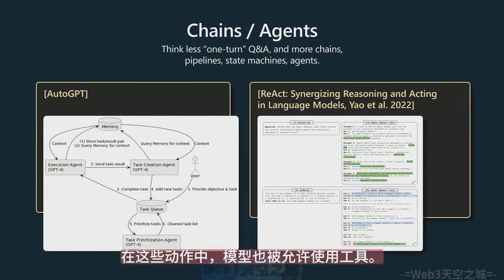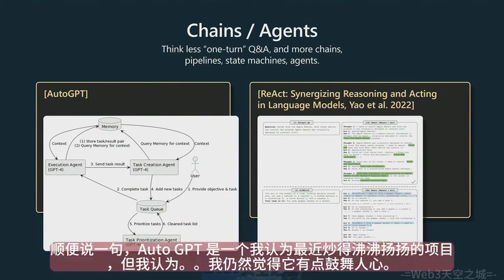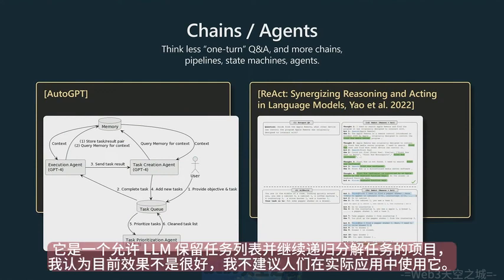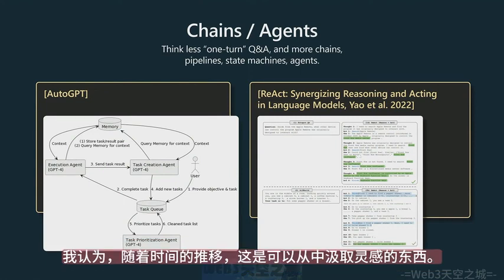And in these actions, the model is also allowed to use tools. On the left, I have an example of AutoGPT. Now AutoGPT, by the way, is a project that I think got a lot of hype recently, but I still find it inspirationally interesting. It's a project that allows an LLM to keep a task list and continue to recursively break down tasks. I don't think this currently works very well, and I would not advise people to use it in practical applications. I just think it's something to take inspiration from in terms of where this is going, I think, over time.